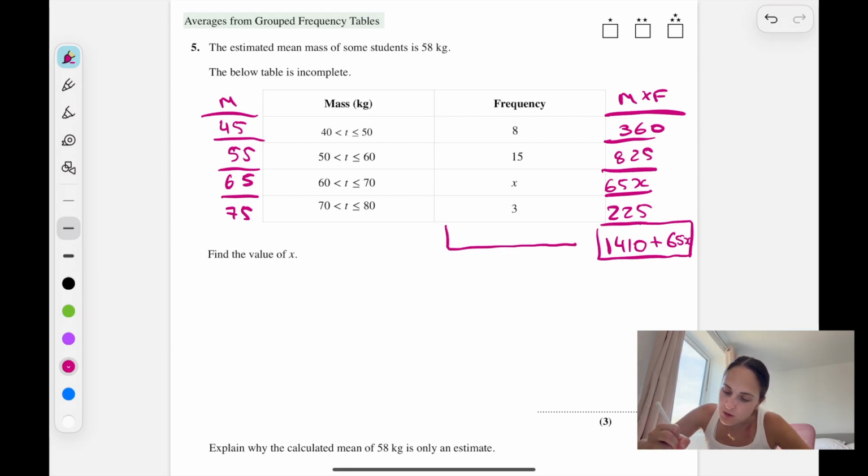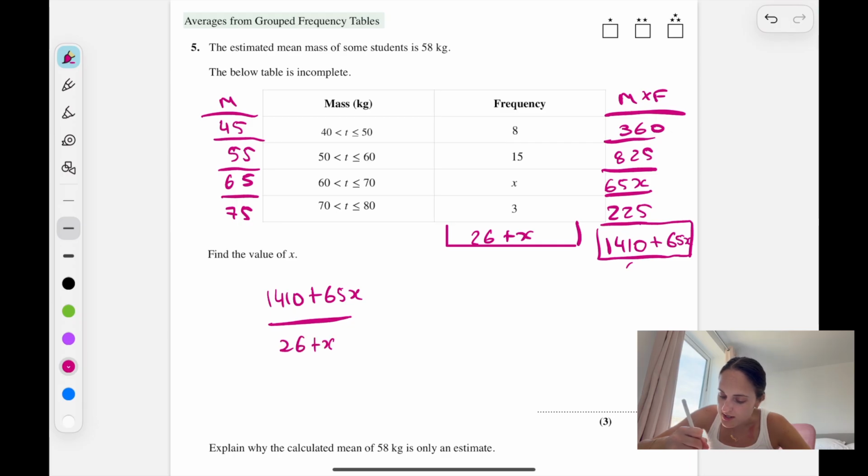I'm going to add up the frequencies because I don't know what this is either. So I do 8 plus 15, which is 23, plus 3, which is 26, plus x, which I don't know what it is. So I'm just going to put 26 plus x. So the mean is going to be the total here, so 1410 plus 65x over the total frequency, which is 26 plus x. And we're told that's equal to 58.